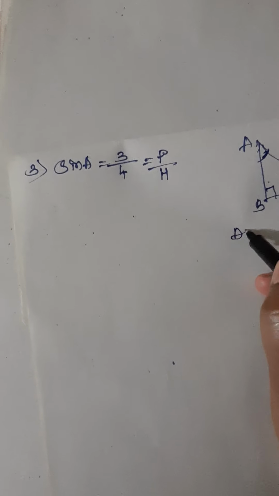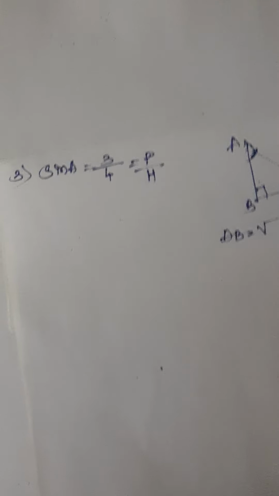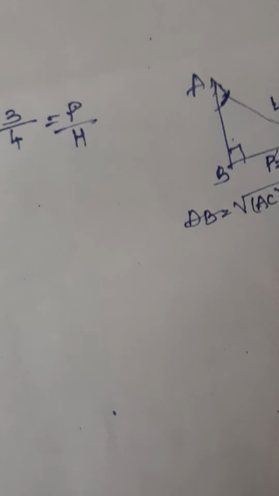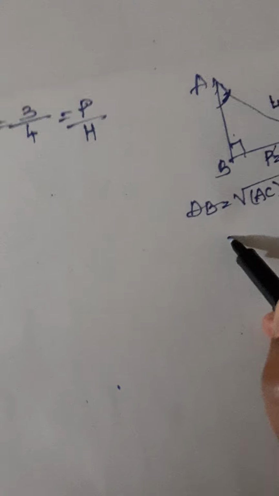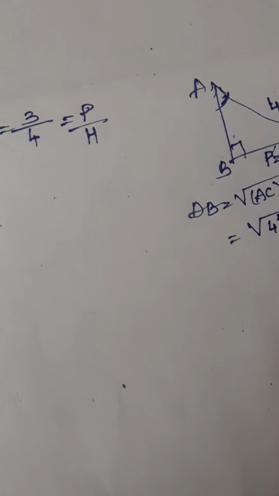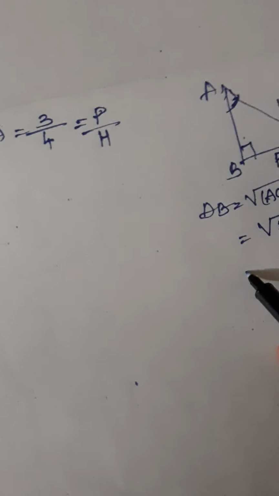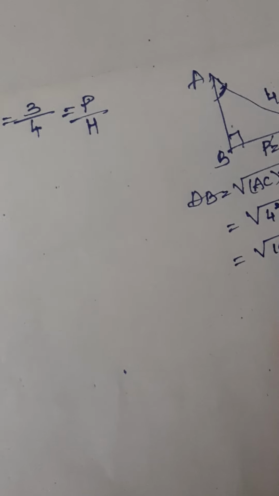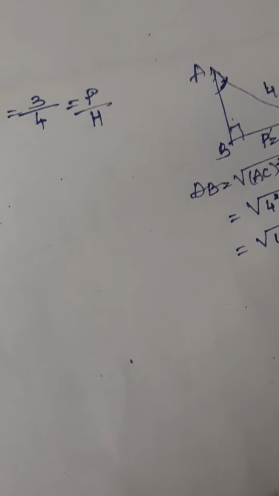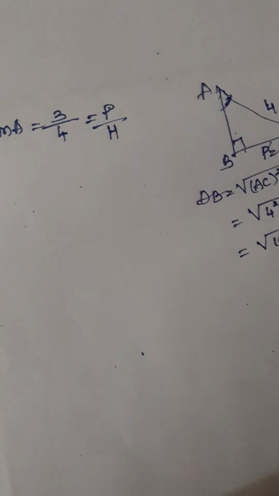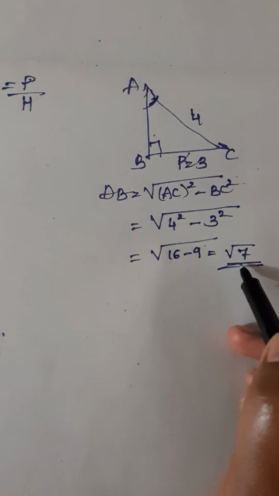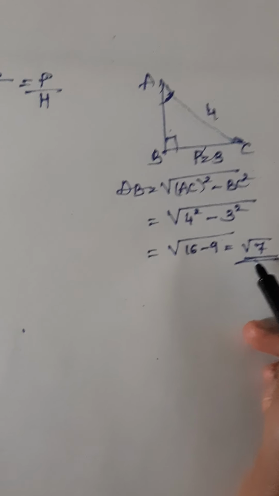Let's find this AB here. AB is equal to square root of AC square minus BC square. Here AC is 4, square, minus BC square, that is 3 square. So square root of 16 minus 9 is equal to square root of 7. We can't simplify this one, this 7 is not a perfect square. So we should keep it as square root of 7 only.